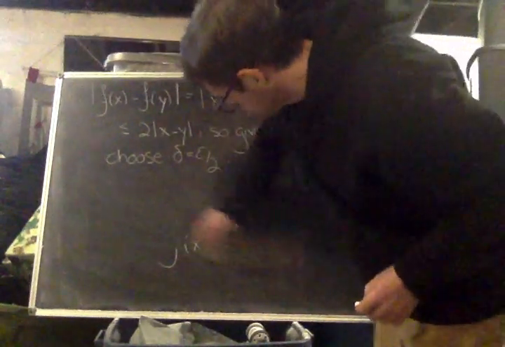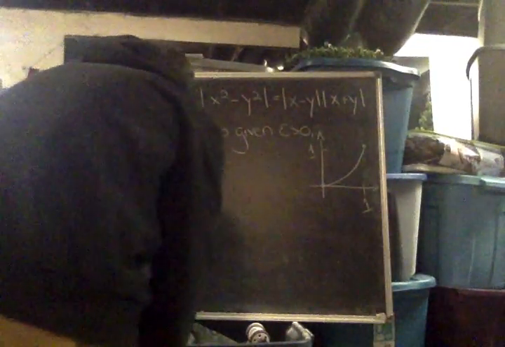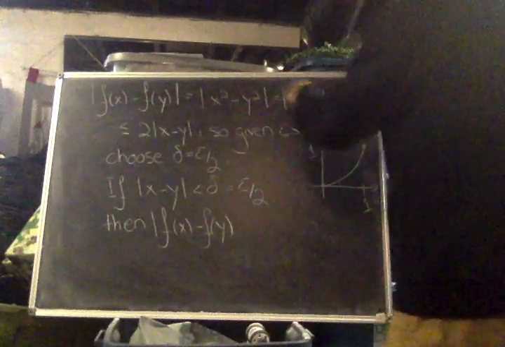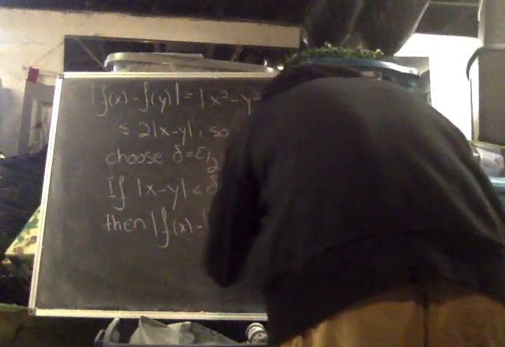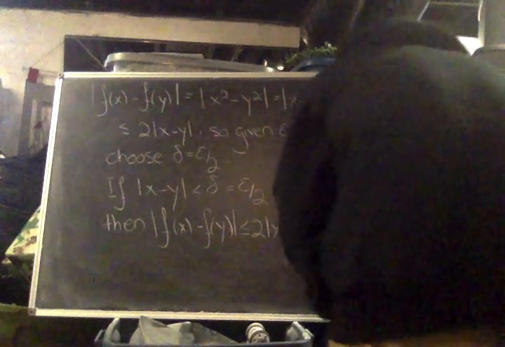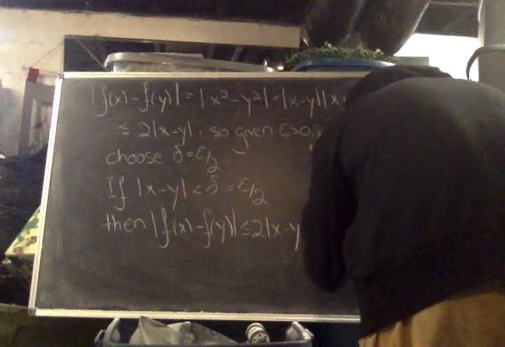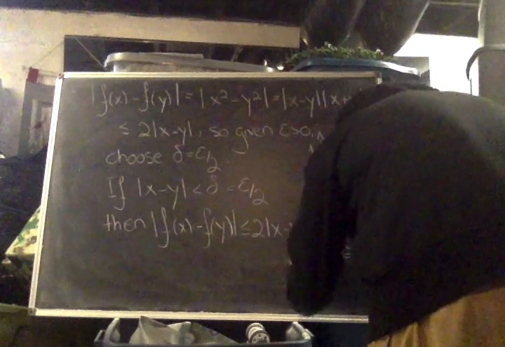Right? And then what our little algebraic derivation there tells us is that if the distance from x to y, absolute value of x minus y, is less than delta, which is equal to epsilon over 2, then the distance from f of x to f of y, as shown here in the first 2 lines, is less than or equal to 2 times absolute value of x minus y, which is less than 2 times epsilon over 2, which is epsilon.